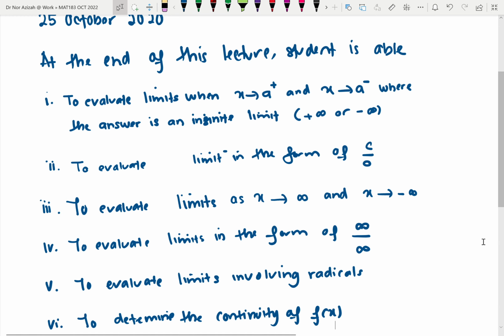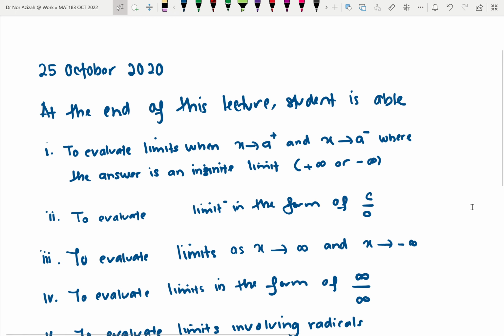Okay, class, for today's lecture, at the end of this lecture, we should be able to, number 1, evaluate the limit when x goes to a from the right-hand side and x goes to a from the left-hand side, where the answer is an infinite limit, whether it is positive infinity or negative infinity. Okay, so number 2, you can evaluate the limit in the form of c over 0.